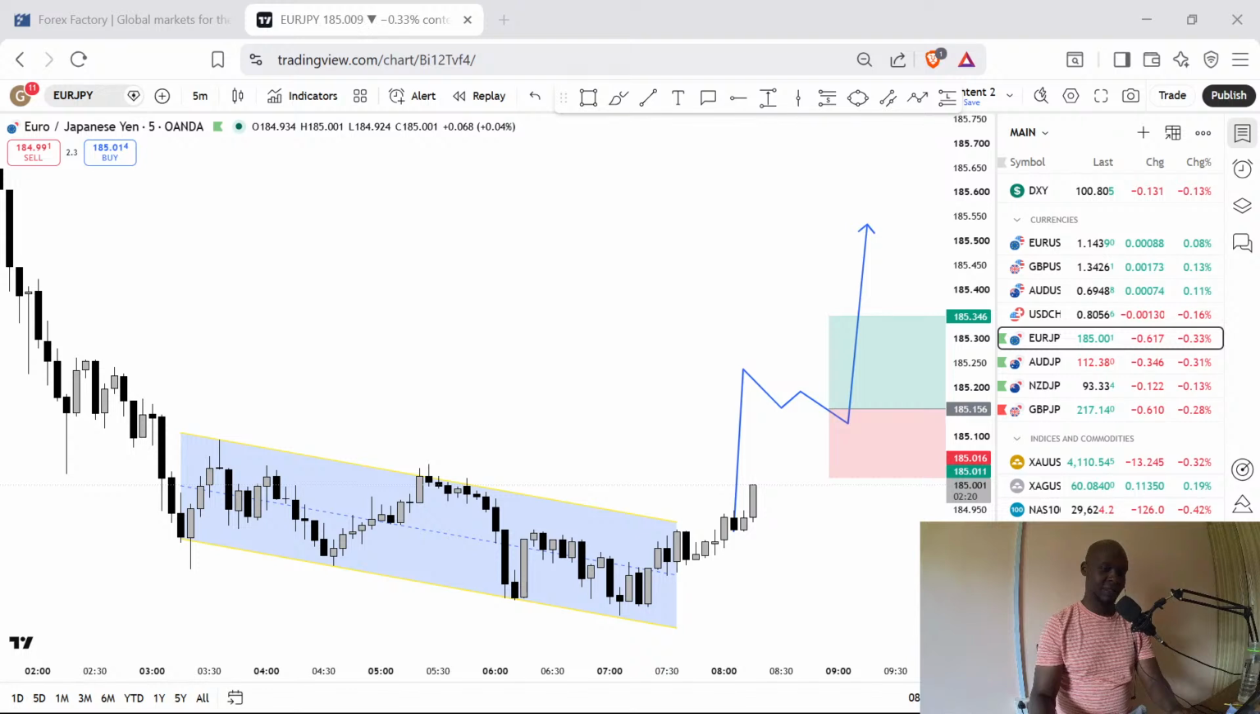Buying any pair with yen, I only look for shorts, especially USD JPY, because anytime the Japanese government can intervene, so they're weakening.